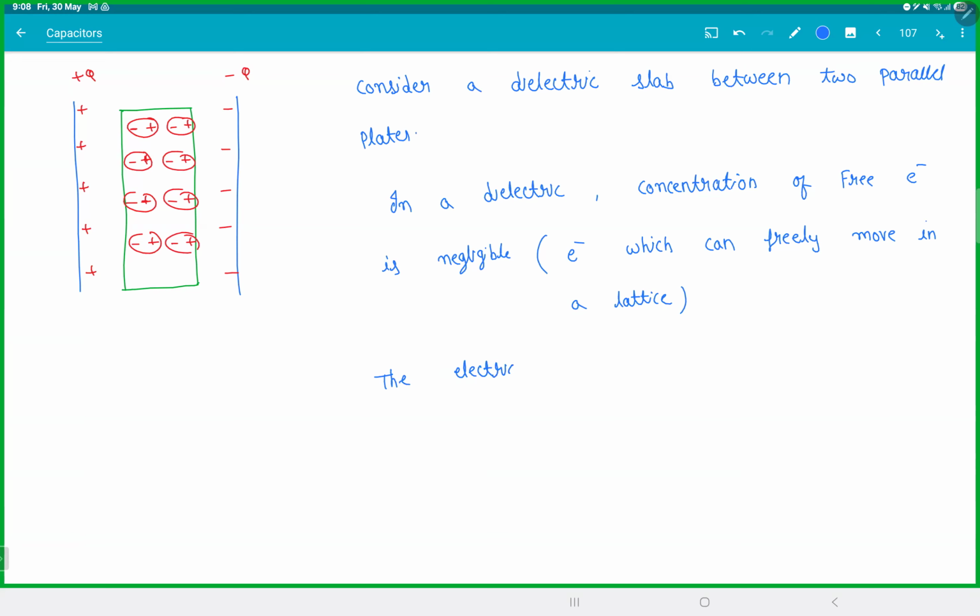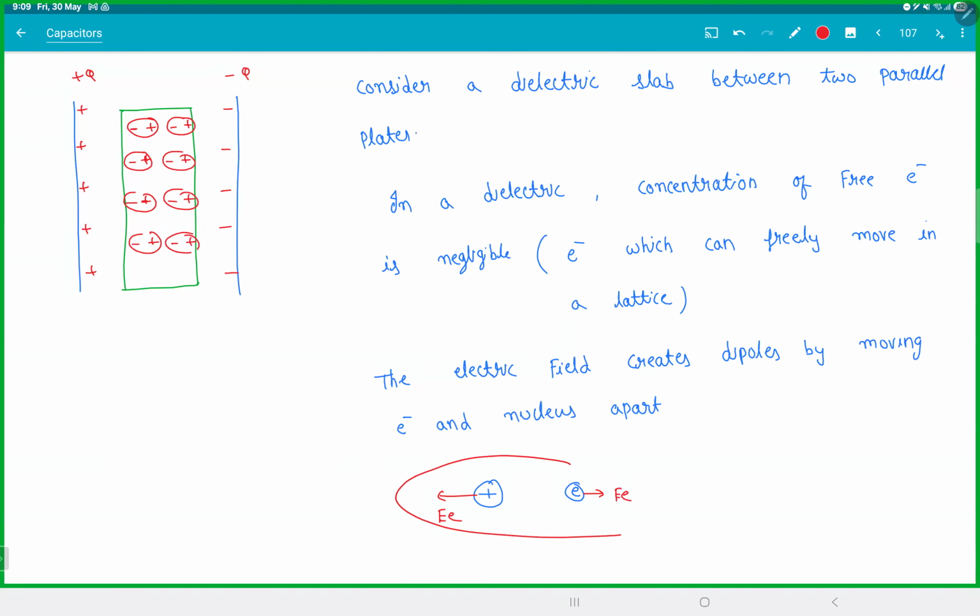So this electric field creates dipoles by moving the electron and the nucleus apart. You start getting dipoles.